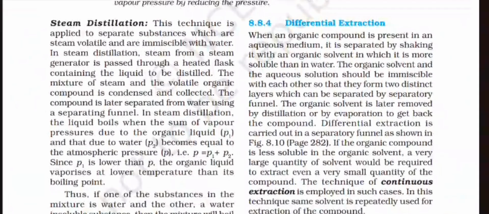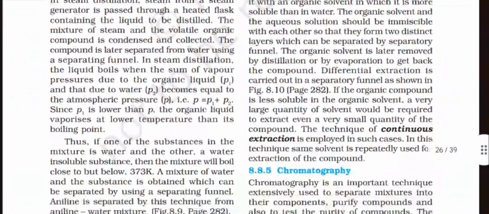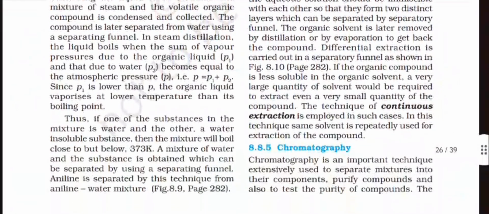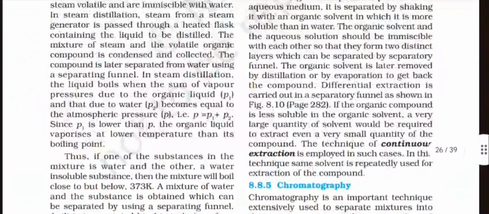In steam distillation, the liquid boils when the sum of the vapor pressure due to the organic liquid and that due to water becomes equal to the atmospheric pressure, that is, P equals P1 plus P2. Since P1 is lower than P, the organic liquid vaporizes at a temperature lower than its boiling point. Thus, if one of the substances in the mixture is water and the other a water insoluble substance, then the mixture will boil close to but below 373 Kelvin. A mixture of water and the substance is obtained, which can be separated by using a separating funnel. Aniline is separated by this technique from an aniline water mixture.